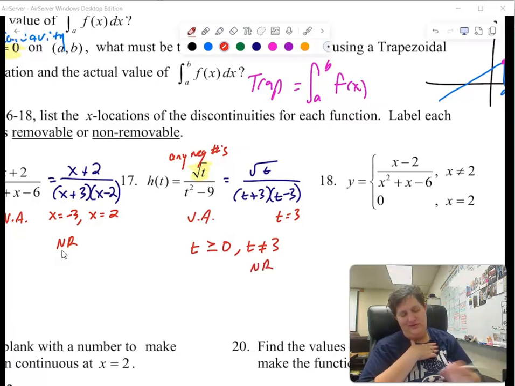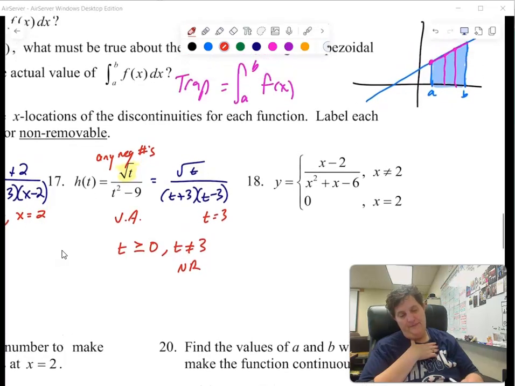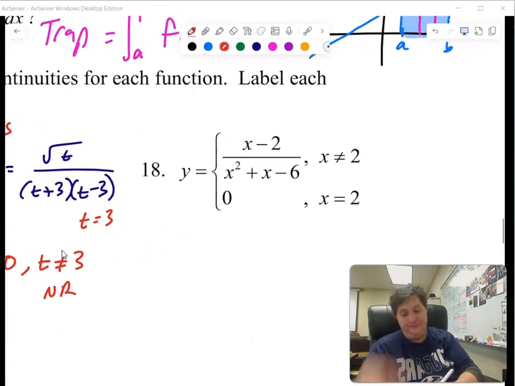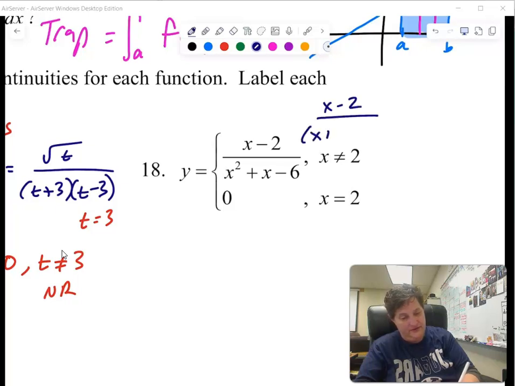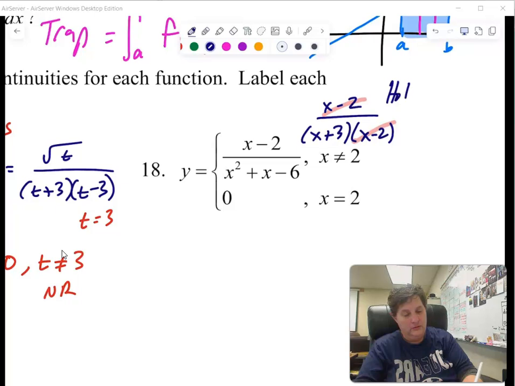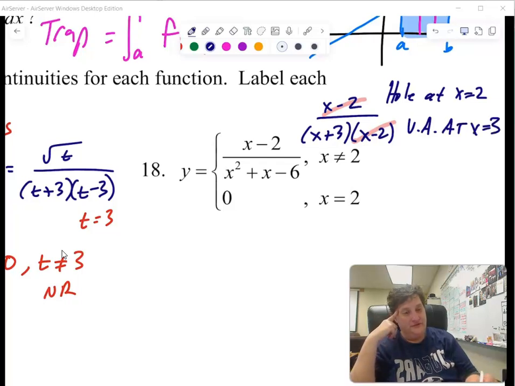And I guess all those are non-removable too. All right, and then this last one, if I factor this, here we go. This one has a hole at 2 and a vertical asymptote at 3. And what we have to do is see if the hole gets filled in by this other point.